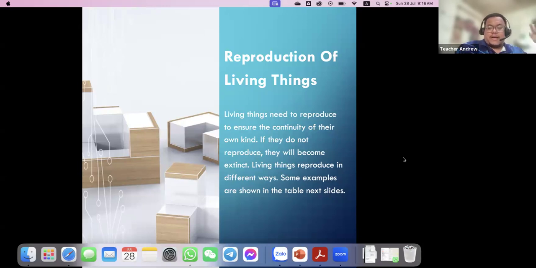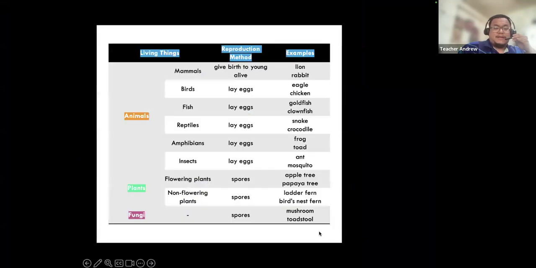All right. As mentioned earlier, all living things have the ability to reproduce, and living things need to reproduce to ensure their own kind won't go extinct. If they don't reproduce, they will go extinct. Living things, however, reproduce in different ways. Some lay eggs, some give birth to live young. So let's see some examples in the next slide.